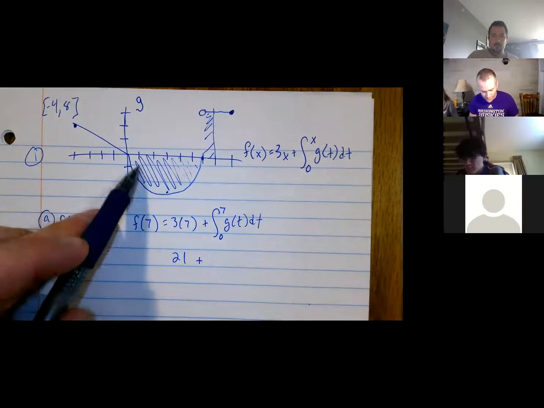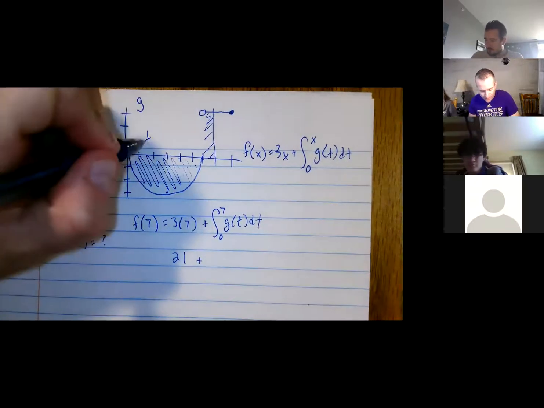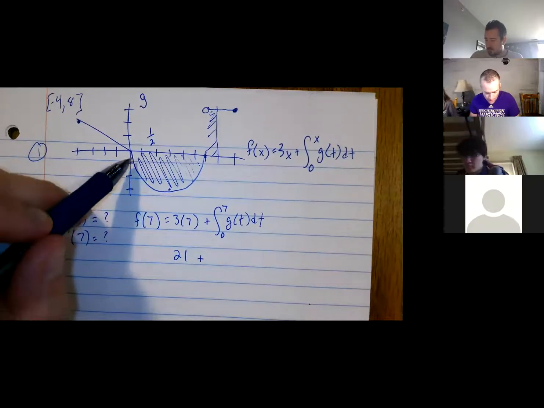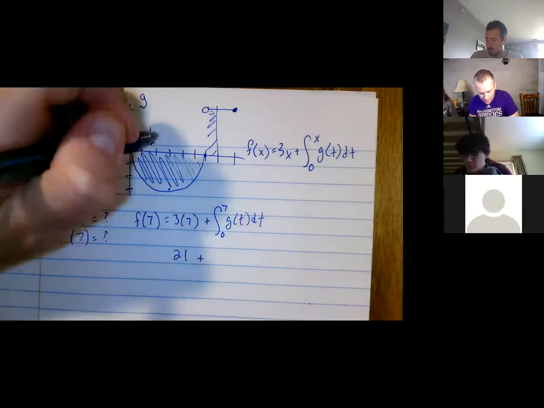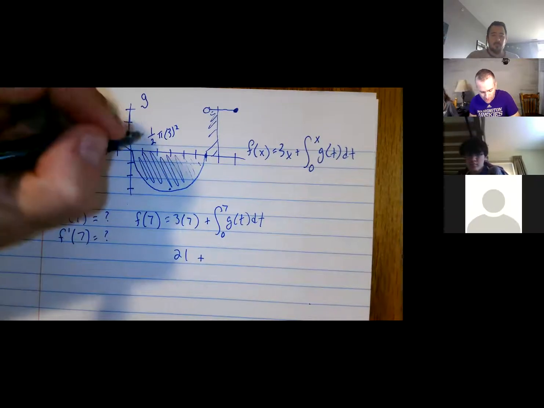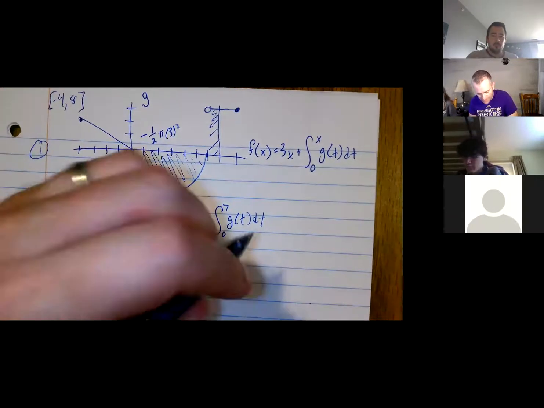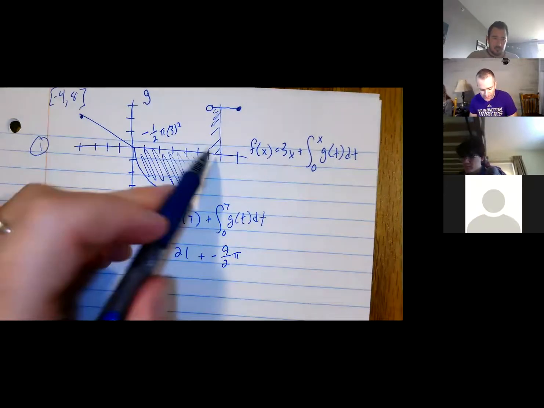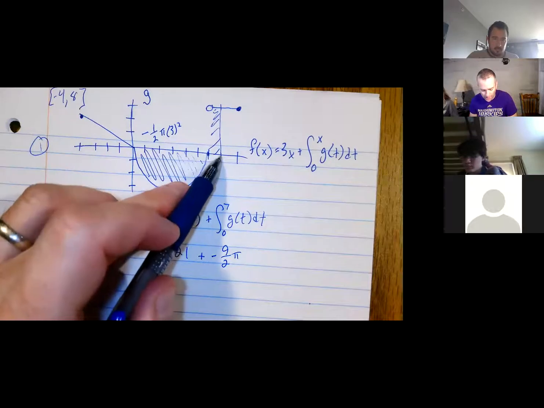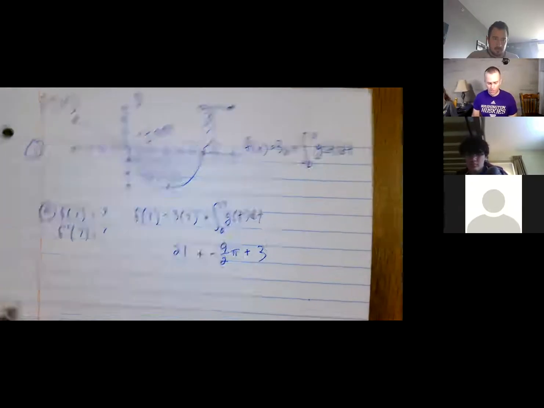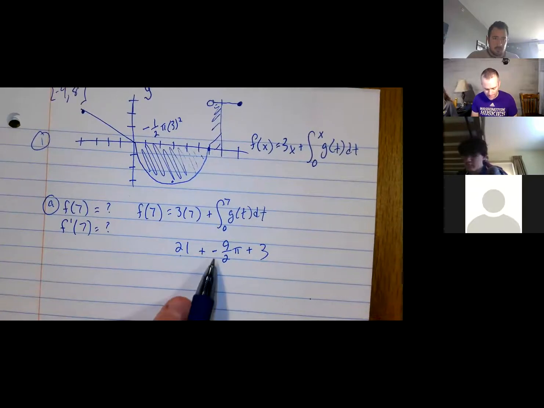So what is this? This is half of a circle with a radius of 3. So you take pi times 3 squared, but remember, it is below the x-axis, so it's negative. So we have 21 plus negative 9/2 pi. And then we've got this section here. It's a rectangle, 1 wide and 3 tall, so a rectangle of area 3. So 21 minus 9/2 pi plus 3.